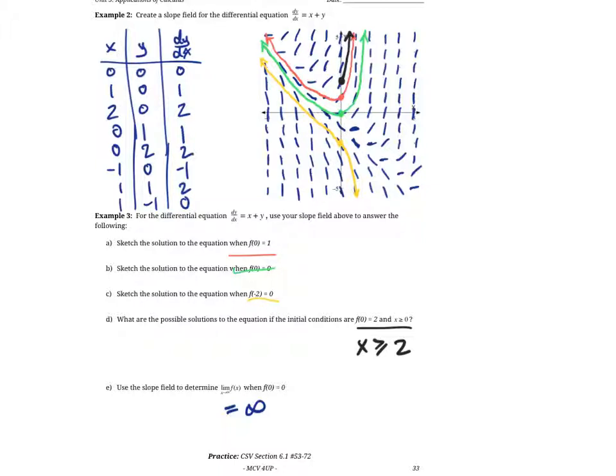If we had chosen a different starting value, like -2 here, our answer would be different. Our limit as x goes to infinity would be negative infinity, right? Because it goes downwards. So there you go. There's your introduction to slope fields.